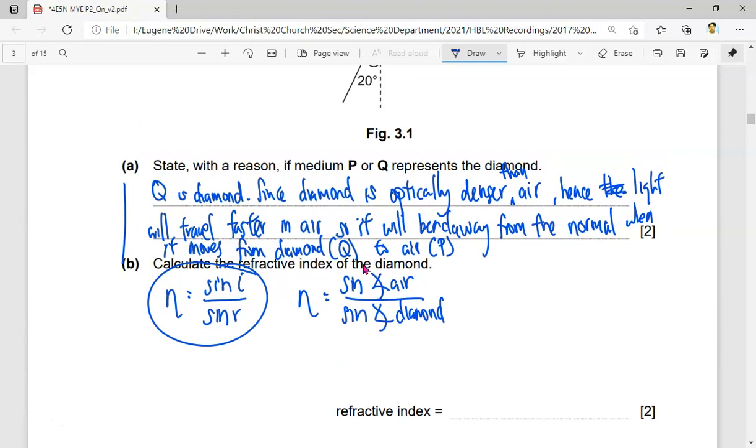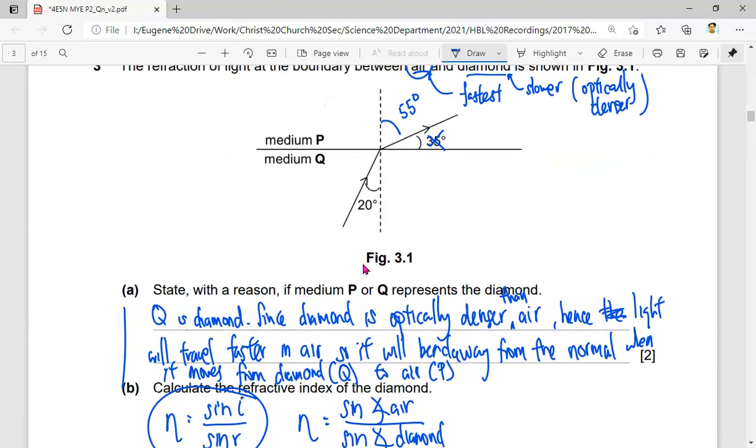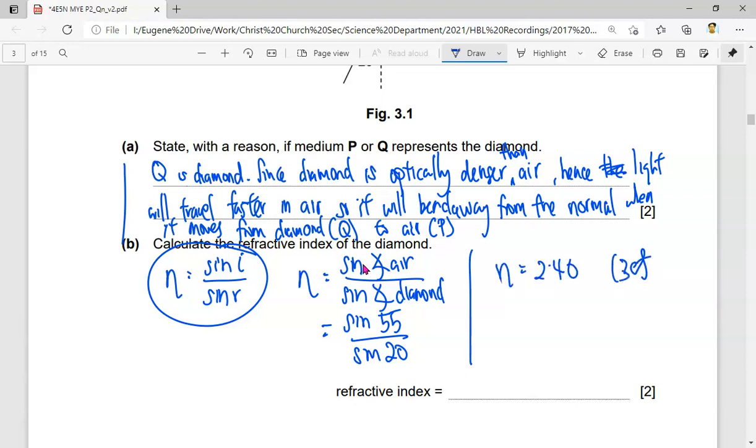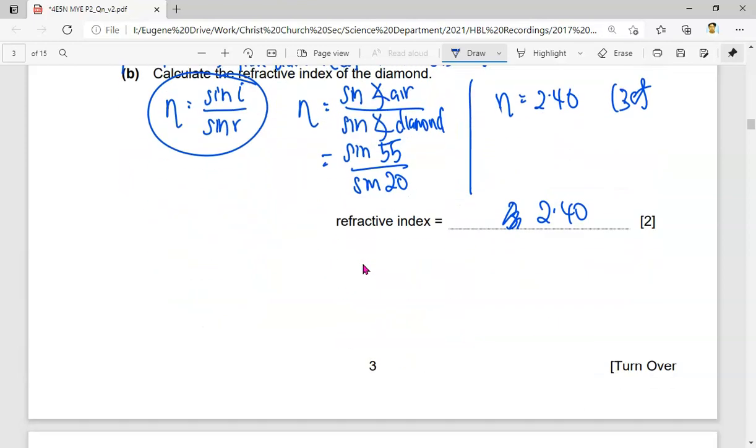When we talk about this angle, we are always talking about the angle from the normal to the light ray. We have established that P is air, Q is diamond. So the angles I should be using are 55 and 20. So this will be sine 55, because that's the angle in the air, over sine 20. If you do your math, you're going to get 2.40 when you round off to 3 significant figures. So n, the refractive index, is 2.40. This is for question 3b.